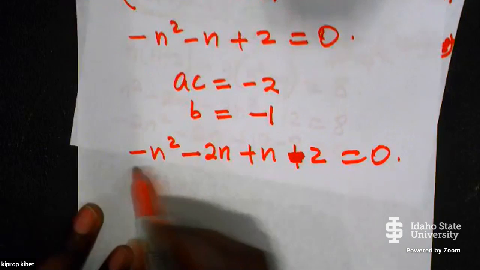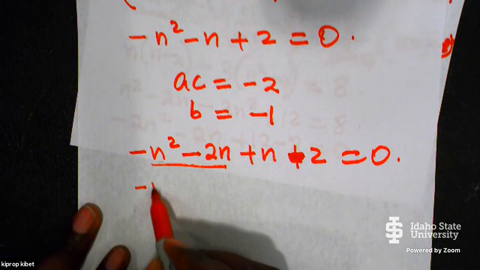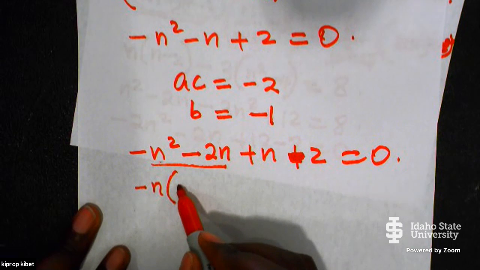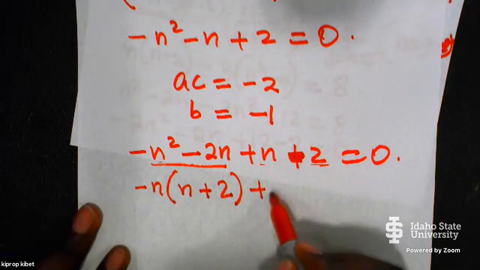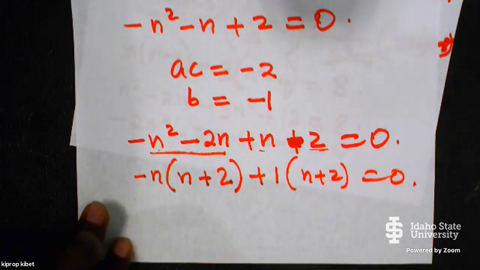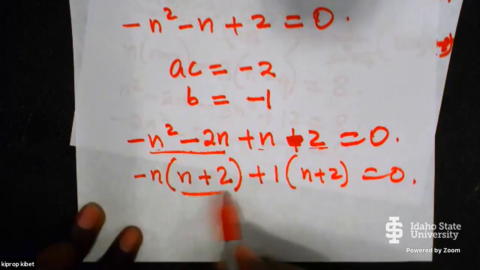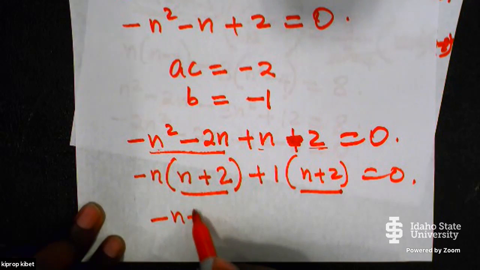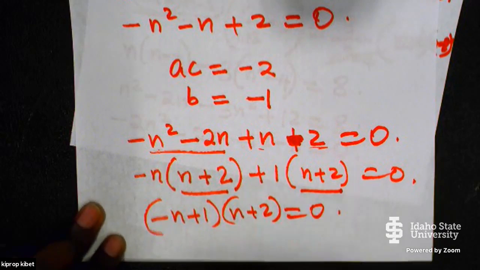So now here, what do you factor out? What is common here? Minus n, right? So here will be n plus 2. Plus, what is common here? 1, right? n plus 2 equals to 0. Okay? So what is common between the two of them? So we have this minus n plus 1, and then we have n plus 2 equals to 0.